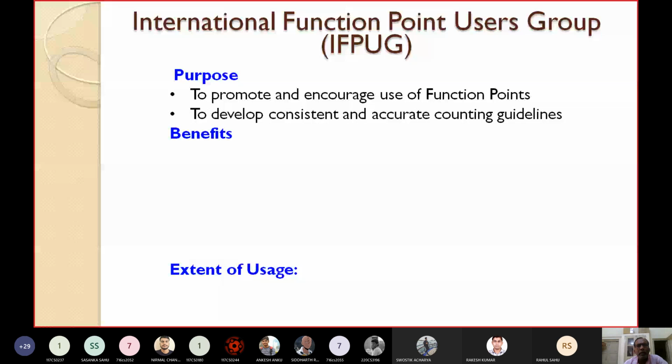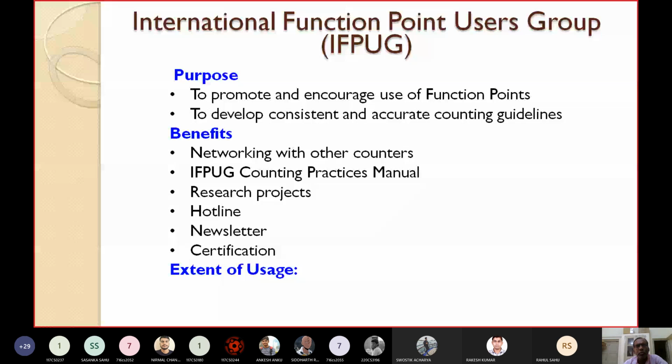Several benefits of this group are there, like they can network with other counters. The IFPUG counting practices manual is available, which you can easily use to compute or estimate the function points. They provide many research projects. They also publish hotline newsletters. They also give some certification. The extent of use is like that. Member companies include all industry sectors, not only software industries.